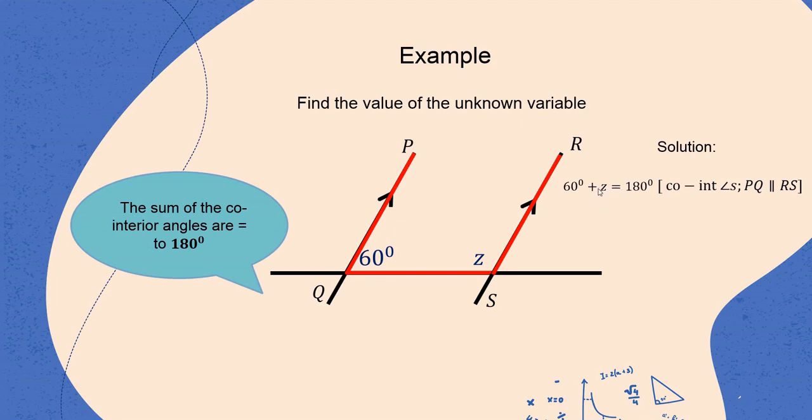But we have to solve for this equation. And how do we do that? To isolate the variable or the unknown, we take the constant to the other side, and then it will take the opposite operation, and therefore we have Z is equal to 180 degrees minus 60 degrees, and that gives us 120 degrees. So Z is equal to 120 degrees.